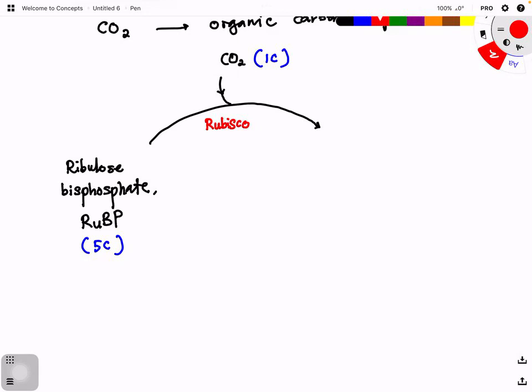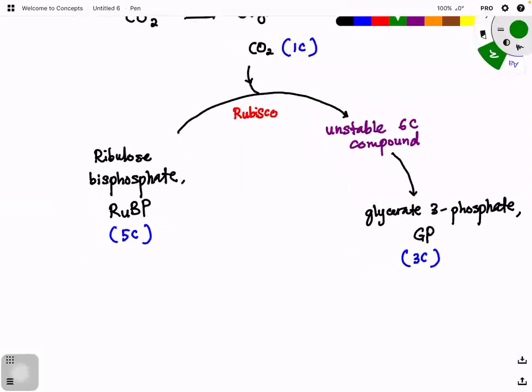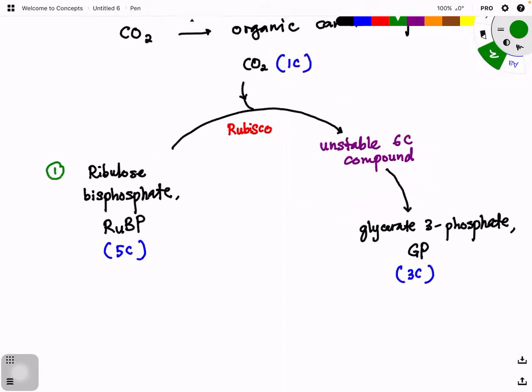After this reaction takes place, they form what we call the unstable 6-carbon compound, the 6-carbon intermediate compound. And this 6-carbon intermediate compound immediately splits into 2 molecules of glycerate 3-phosphate, or commonly known as GP, which is 3-carbon. Are you clear? So if I put in the number of molecules, don't write anything yet: 1 molecule of ribulose bisphosphate will react with 1 molecule of CO2, and you get 1 molecule of unstable 6-carbon compound. This 6-carbon compound now splits into 2 molecules of glycerate 3-phosphate.